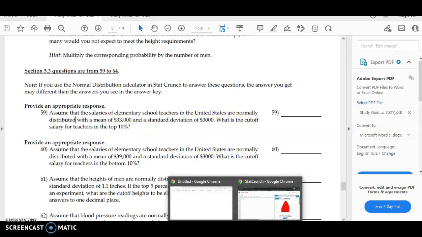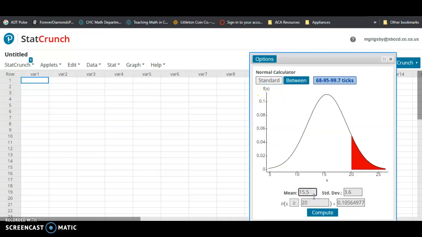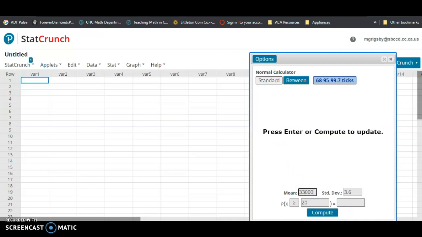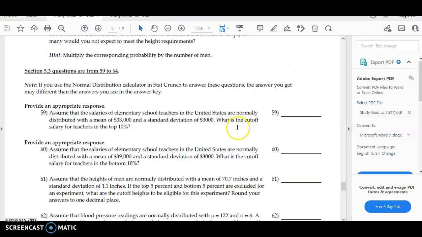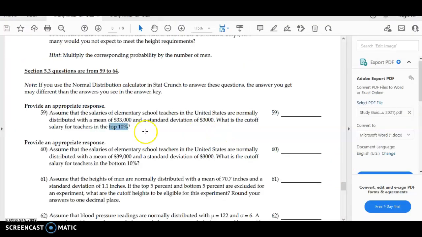So going to StatCrunch, here we're going to select standard. We're going to type in the mean of 33,000, so you can double check that, and the standard deviation is 3,000. It's not asking us for a probability, it's asking what is the cutoff salary for teachers in the top 10%. The words top 10% represent an area inside the curve. Right now there's no graph here, but picture a bell-shaped curve. Top means to the right, top means area to the right. And the area to the right of this unknown value is 10%.